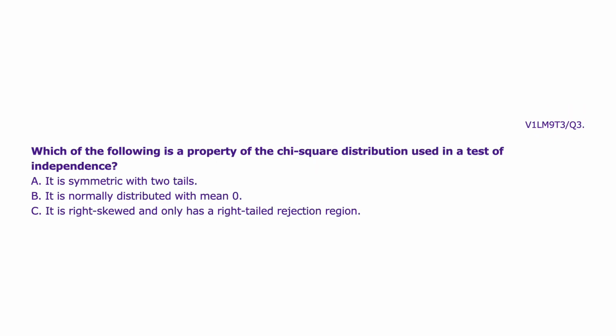Which of the following is a property of the chi-square distribution used in a test of independence? A. It is symmetric with two tails. B. It is normally distributed with mean 0. C. It is right-skewed and only has a right-tailed rejection region.